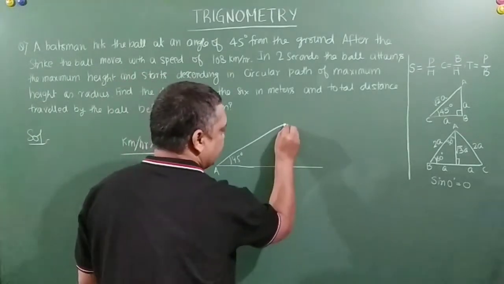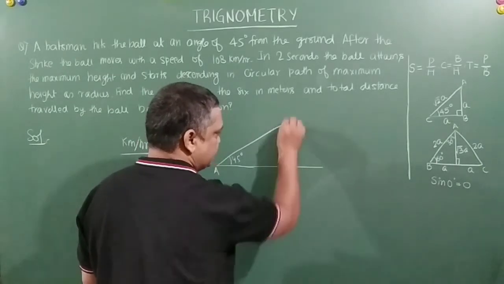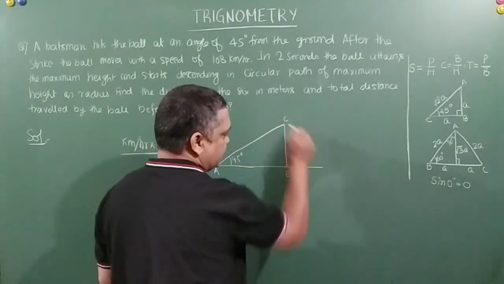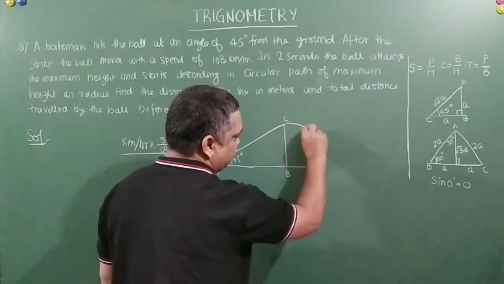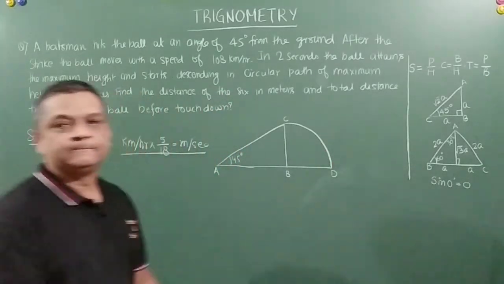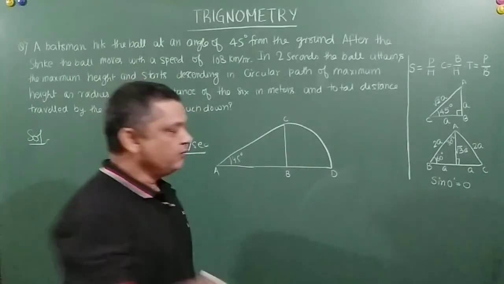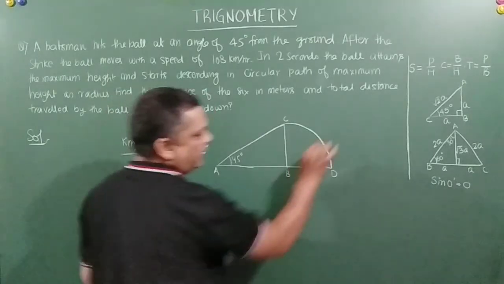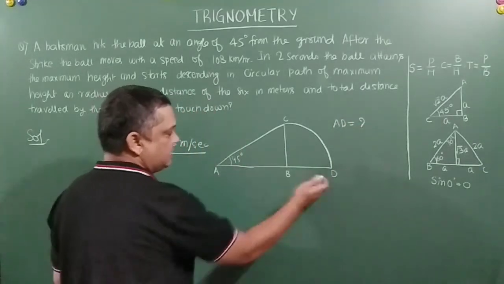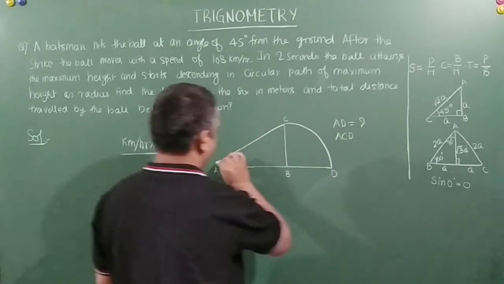So let us say the ball attains the maximum height here, that is your point C. C is the maximum height the ball has gained. Now with this as a radius, the ball actually follows a circular path and then touches down the ground at B. You are getting it? Now we are expected to find out two values. AD is equal to what? AD is equal to what? And ACD. I am talking about this distance.